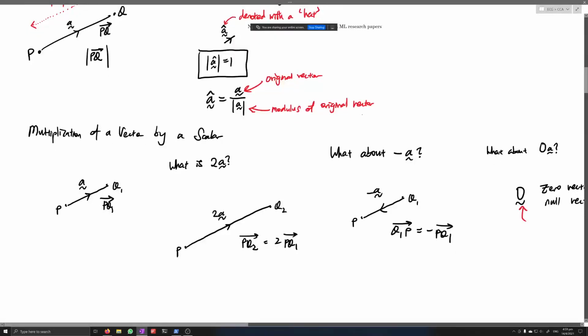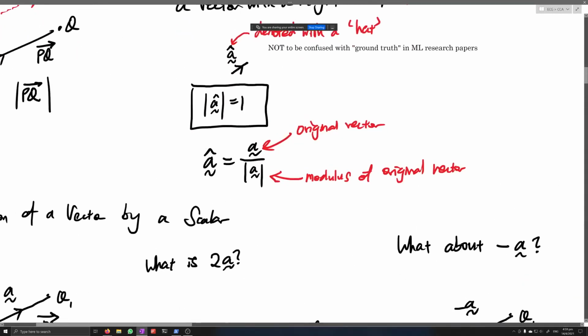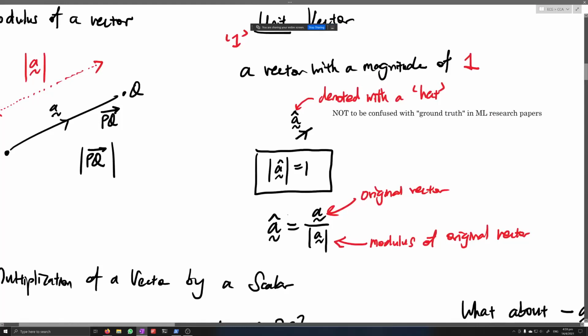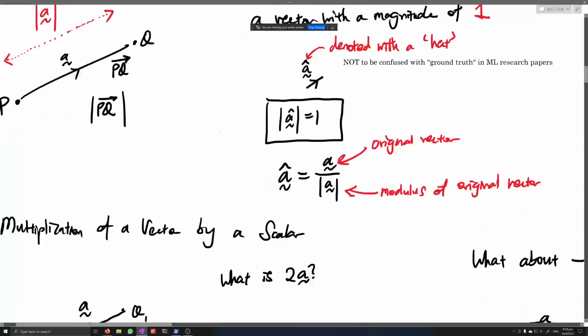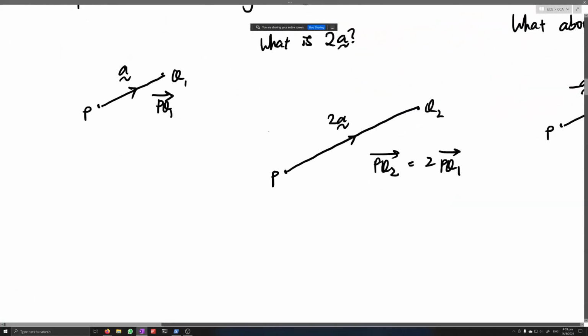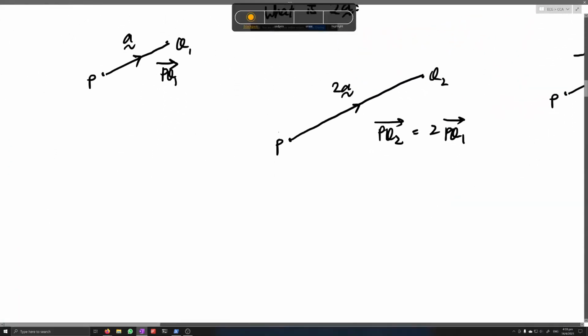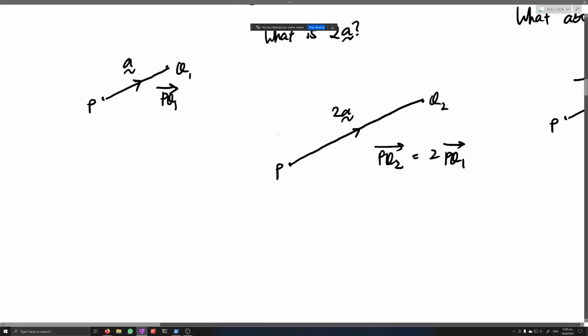Now that we know these multiplication operations, if we revisit this formula, essentially we are just taking the original A and scaling it by 1 over its magnitude. So this will give us the same vector in the same direction but of magnitude 1. That's why that's the formula of the unit vector.